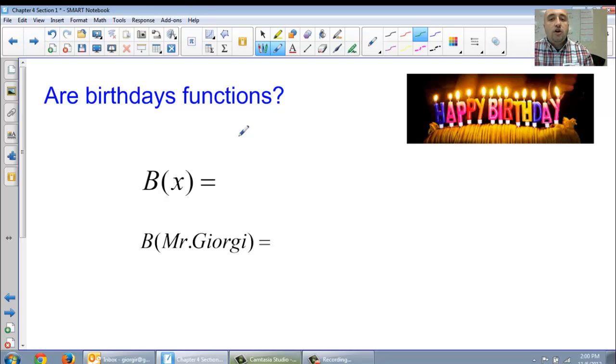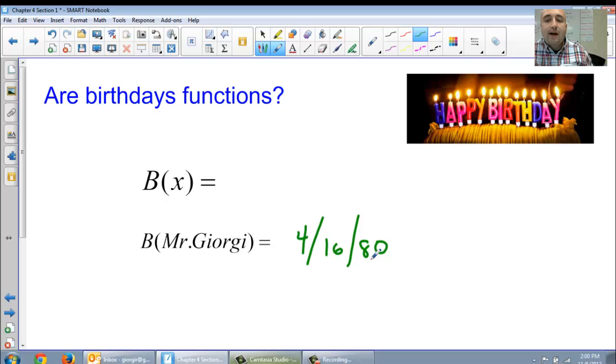Are birthdays functions? So B standing for birthdays. I'm plugging myself into the birthday function. When I throw myself in, what should come out? Well, my birthday is 4/16/1980. I was born on April 16th, 1980.